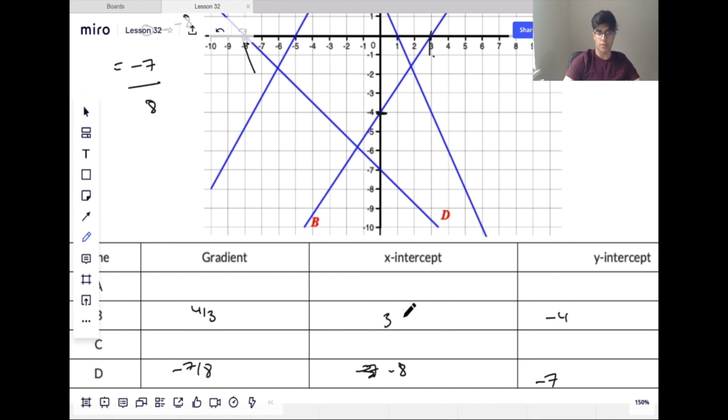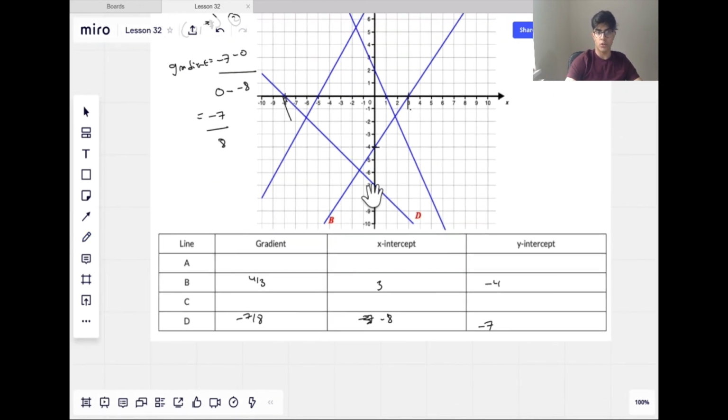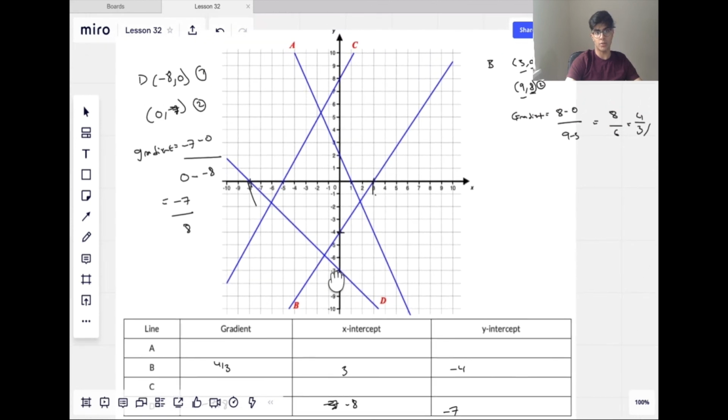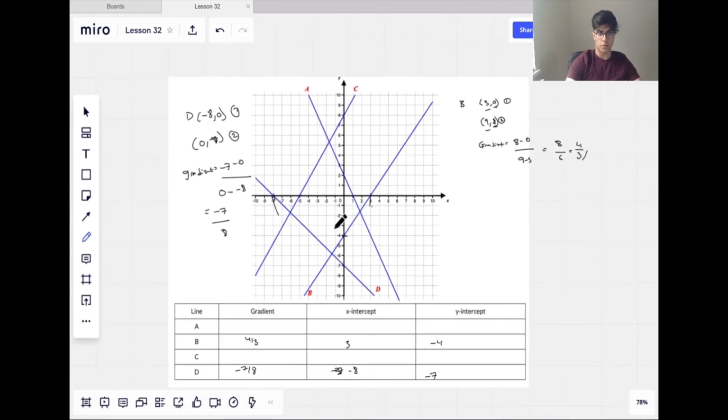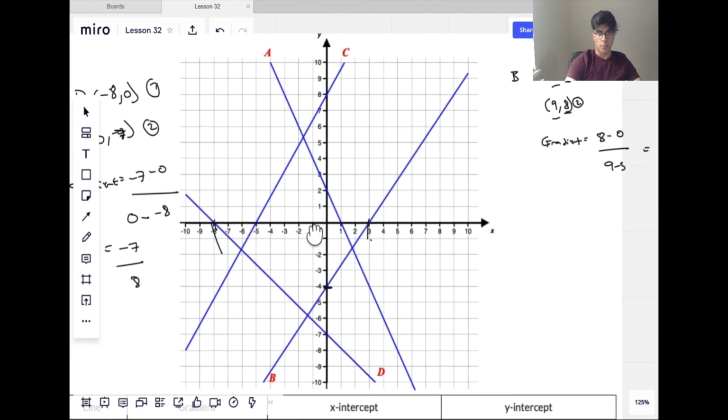What would be worthwhile is if you do the other two, just give that a go, see what happens. Let me zoom in. If I zoom in here, hopefully you can pause the video and give the other two a go. Worthwhile doing.